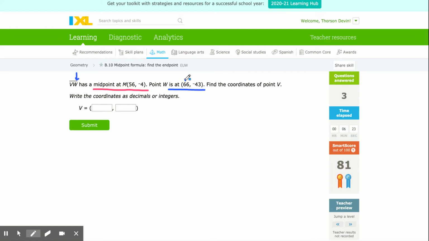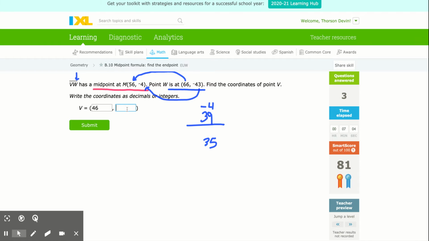To go from 66 to 56, I went down 10. So if I go down 10 more, I make it to 46 for an x value. Then to go from negative 43 all the way up to negative 4, I've increased by a positive 39, right? Yep, positive 39. And so I'm going to increase 39 more from negative 4. So again, I'm going to add those together and get a positive 35 as the y value of my other endpoint.